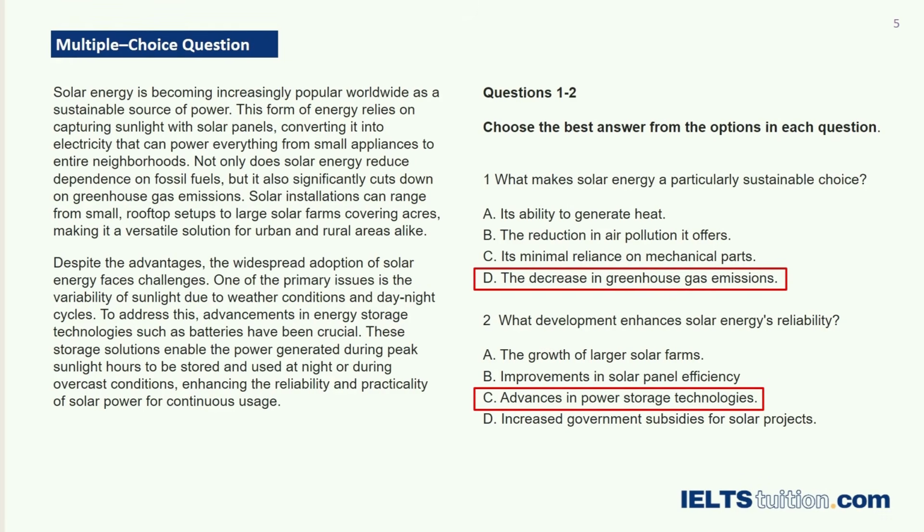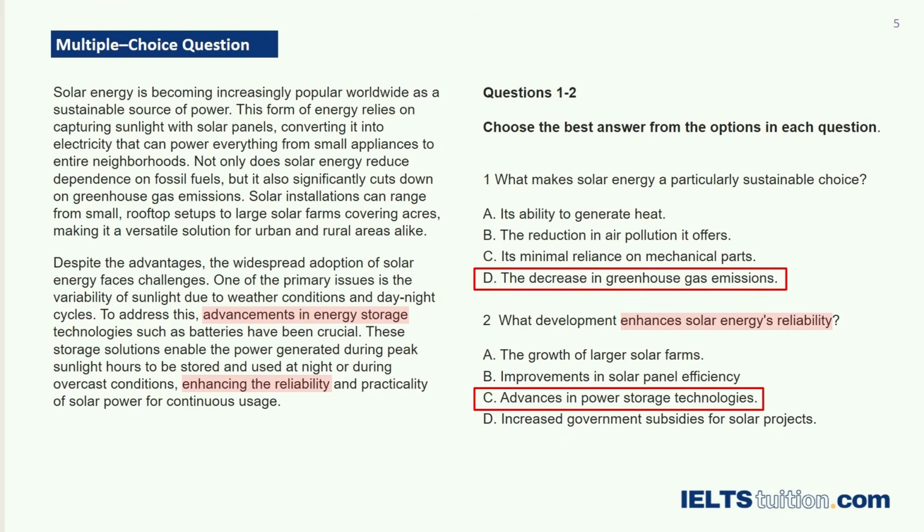The text states, to address this, advancements in energy storage technologies such as batteries have been crucial. Therefore, advancements in energy storage technologies are used to overcome the problem of sunlight's reliability. The last part of the second paragraph says, these storage solutions enable the power generated during peak sunlight hours to be stored and used at night or during overcast conditions, enhancing the reliability and practicality of solar power for continuous usage. Here, the text directly mentions that the advancements have resulted in enhancing reliability. Thus, the answer is option C.